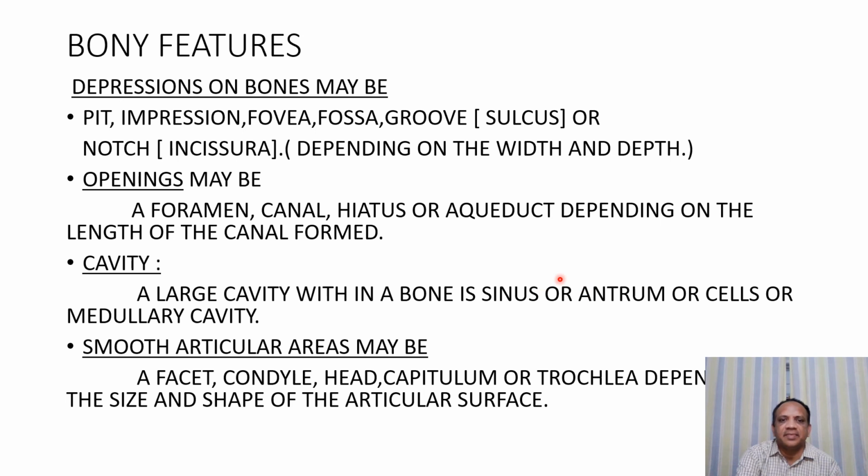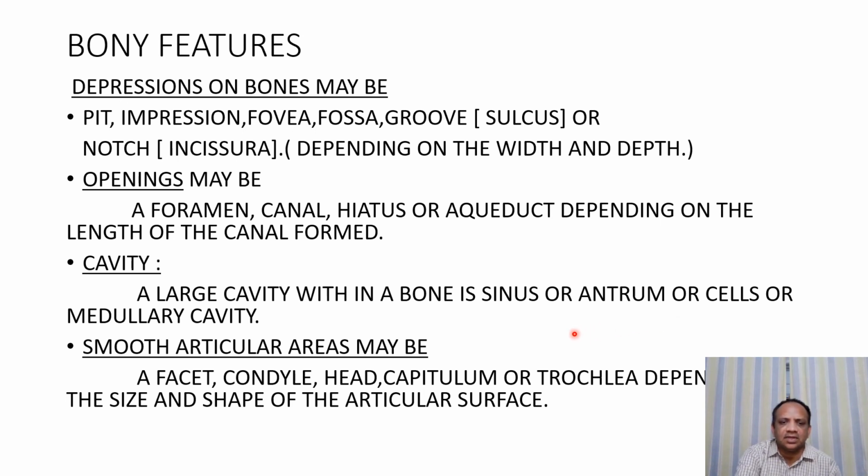The openings may be a foramen, canal, hiatus, or the aqueduct, depending on the length of the canal formed. A cavity is a large cavity within a bone: a sinus or antrum, or cells, or medullary cavity. These are all we will see while we study the paranasal sinuses, mastoid antrum, mastoid air cells, and the medullary cavity consists of the medulla of the bone marrow.